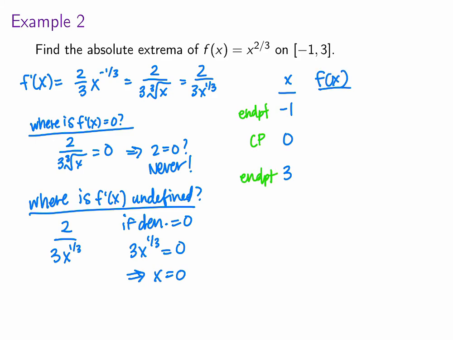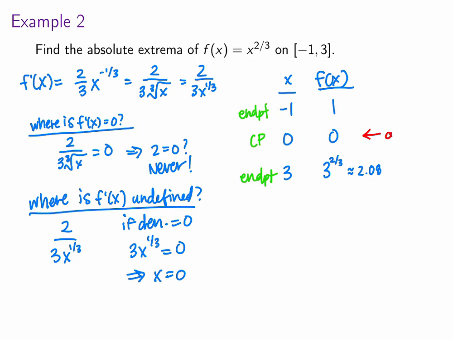And remember to go back to your original and plug them in, because when you're dealing with absolute extrema, you want to know where on the graph it sits. So if I plug in -1, back to my original, I'm going to end up with 1 to the 2/3. Well, that's just going to be a 1. If I plug in a 0, I'm going to get a 0. And if I plug in a 3, I have 3 to the 2/3. I'm just going to approximate that to think about what it is. If I put that in my calculator, it's 2.08. Okay, so that approximation is going to help me compare.